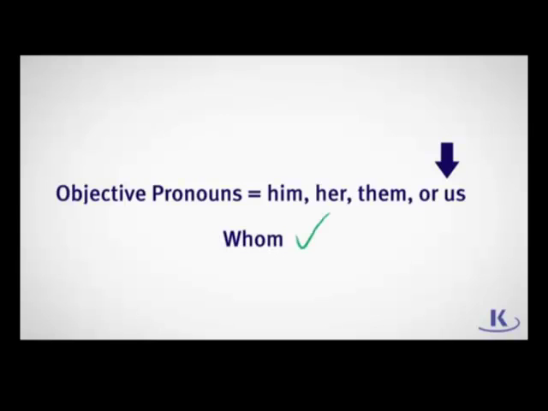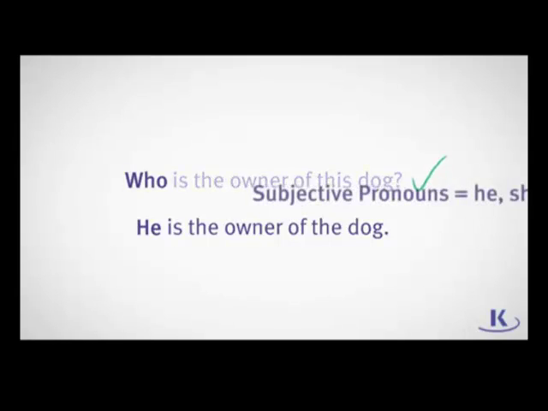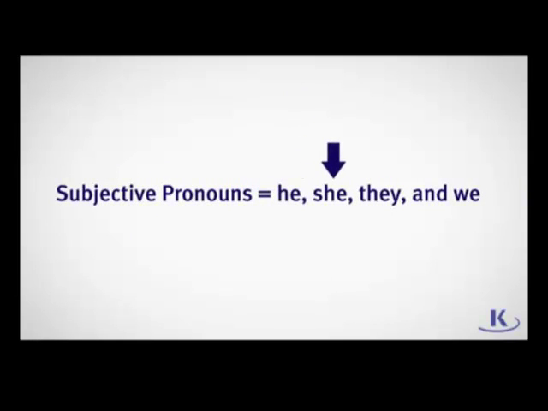used correctly. So, for example, is the question, who is the owner of this dog, grammatically correct? Yes. It's correct because you answer the question by saying he is the owner of the dog, which uses a subjective pronoun. Subjective pronouns include he, she, they, and we.